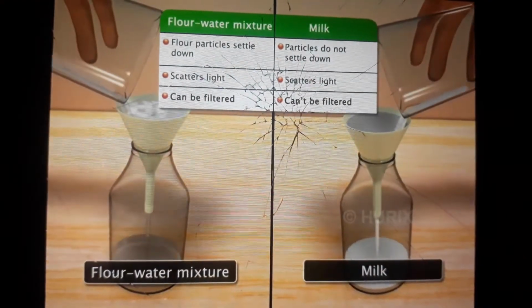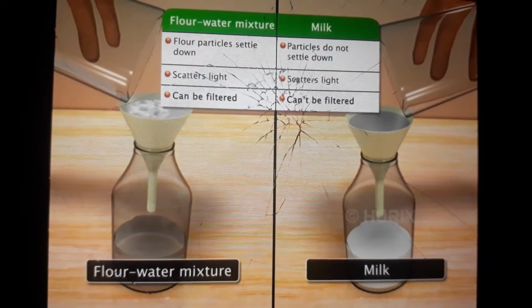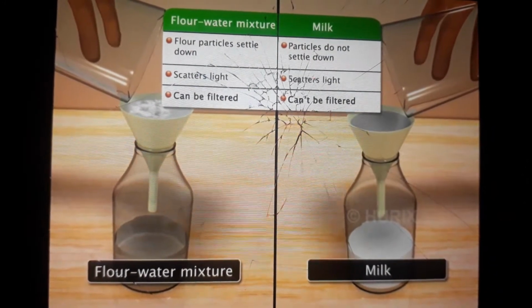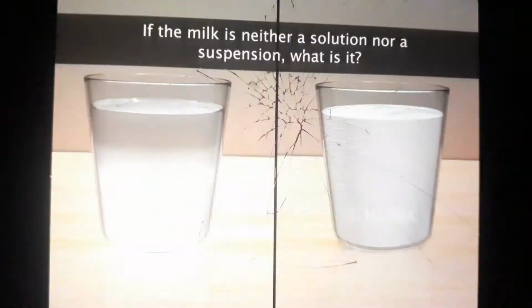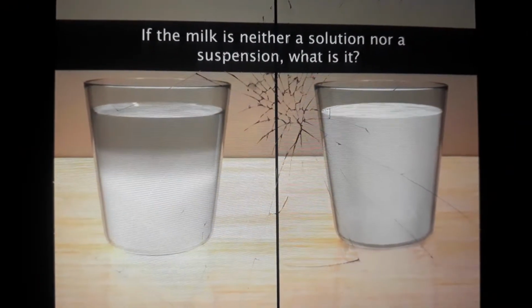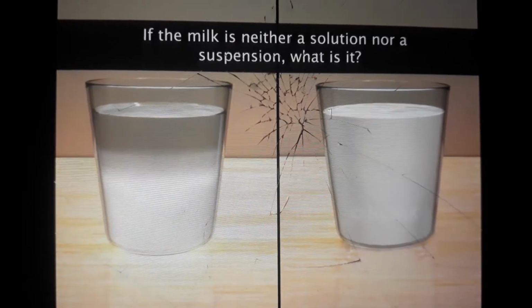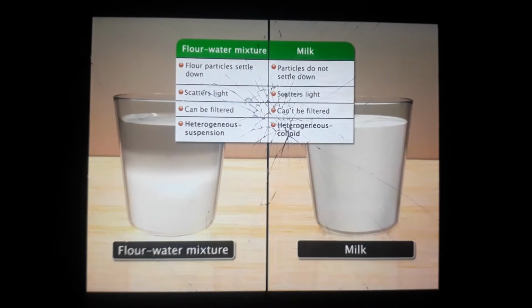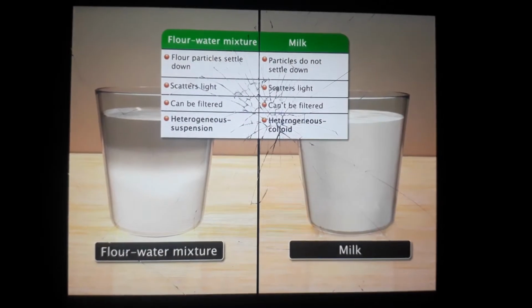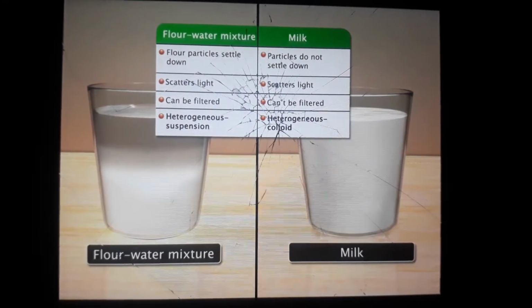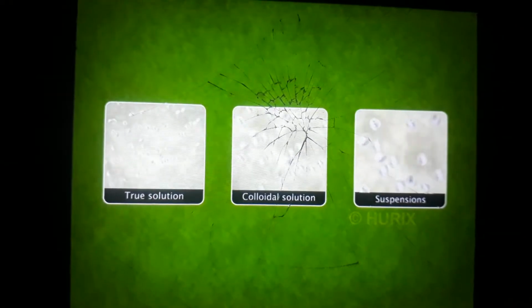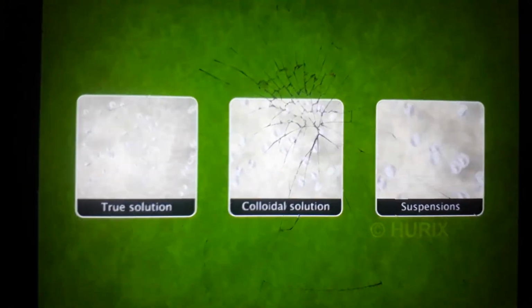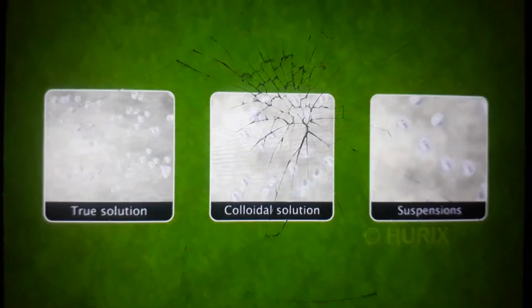When filtered, the flour is retained in the filter paper, whereas the milk passes through the filter paper, leaving no residue. Milk is a colloid. The particles of a colloid are uniformly distributed throughout the bulk of the solution. The size of the colloidal particle is bigger than the solute particle in the solution and much smaller than the suspended particles in the suspension.